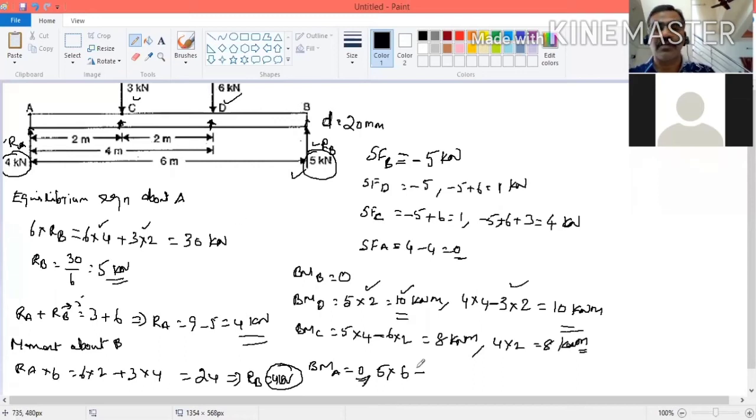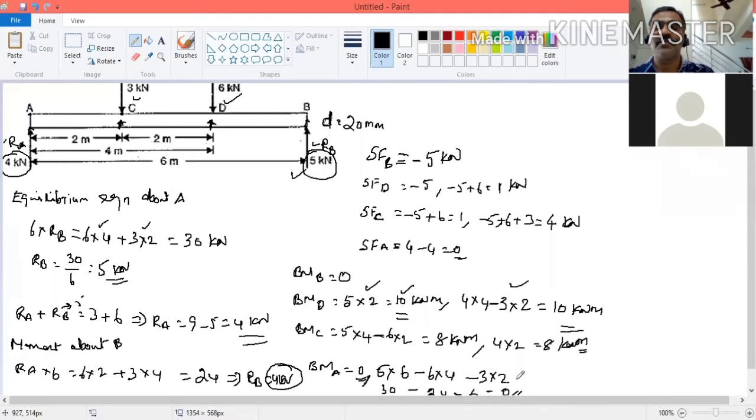Distance is 4. 6 into 4 minus 3 into 2. How much? 6 into 5, 30. 6 into 4, 24, minus 3 into 2, 6. 24 plus 6, 30. 30 minus 30, 0.